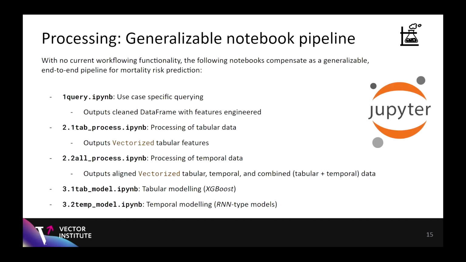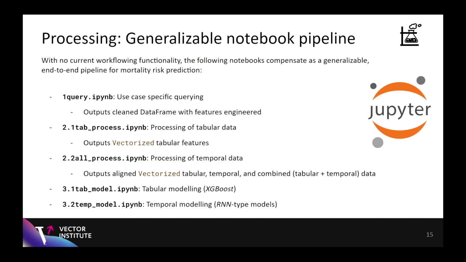Finally, or not finally, we have the generalizable notebook pipeline. This is because with no current workflow and functionality in CyclOps, we needed something a bit more generalizable for our pipelines for our mortality risk prediction use cases, which we'll get to. It starts off with our querying, which is actually the only use case specific notebook. The output is a clean data frame with some engineered features. Then it moves on to the tabular processing, which outputs the vectorized tabular features, does a bit of cleaning, things like that.